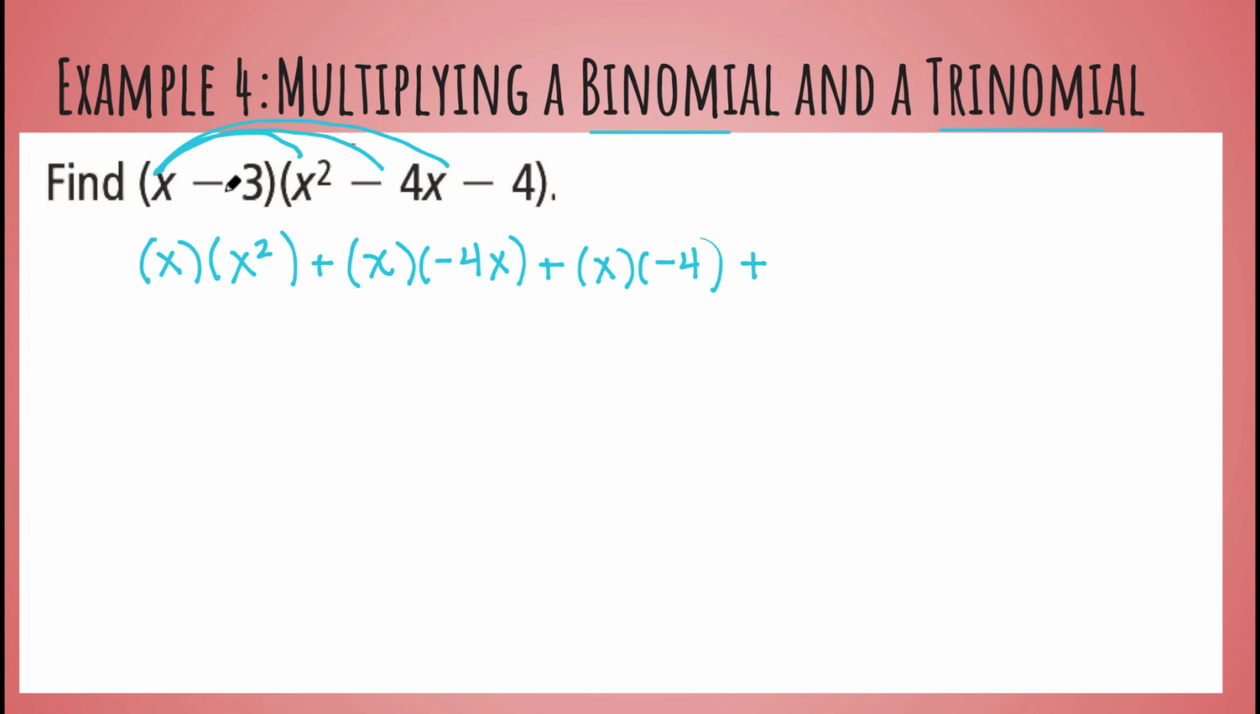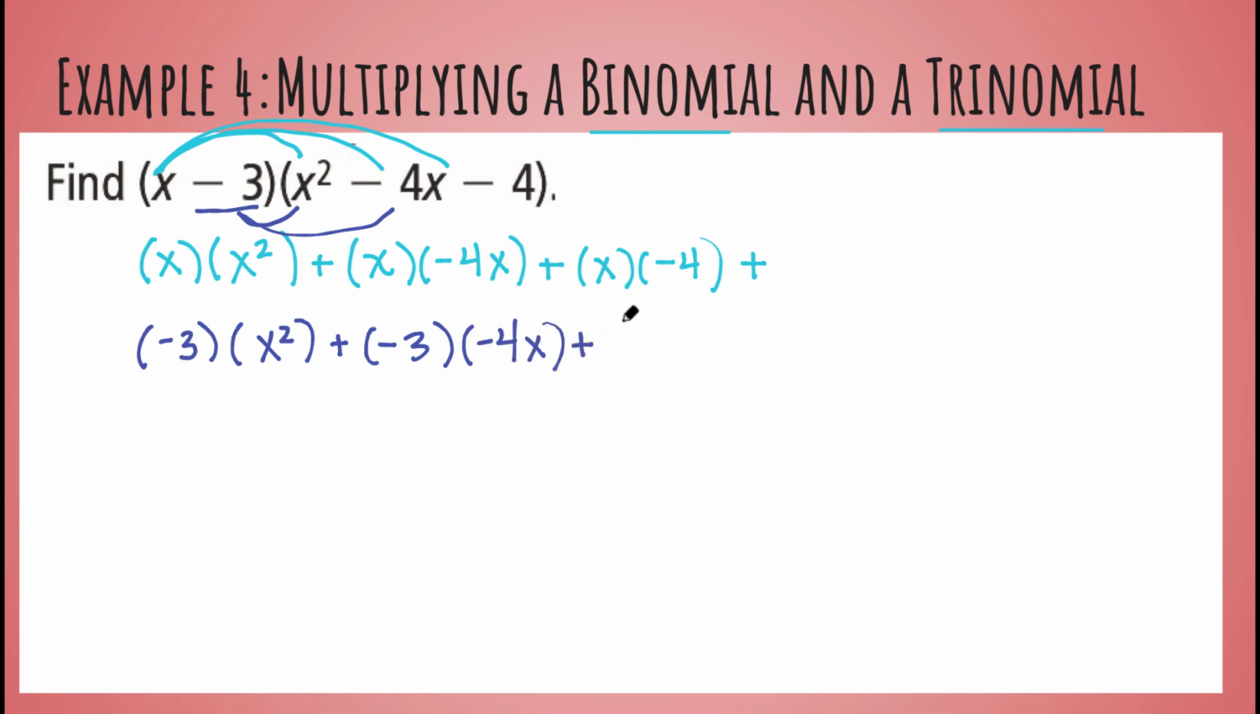Next, I'm going to distribute the negative 3, make sure to take the sign, negative 3 to each of the terms in the trinomial here. So negative 3 times x squared. I'm adding negative 3 times negative 4x. And I'm adding negative 3 times negative 4.